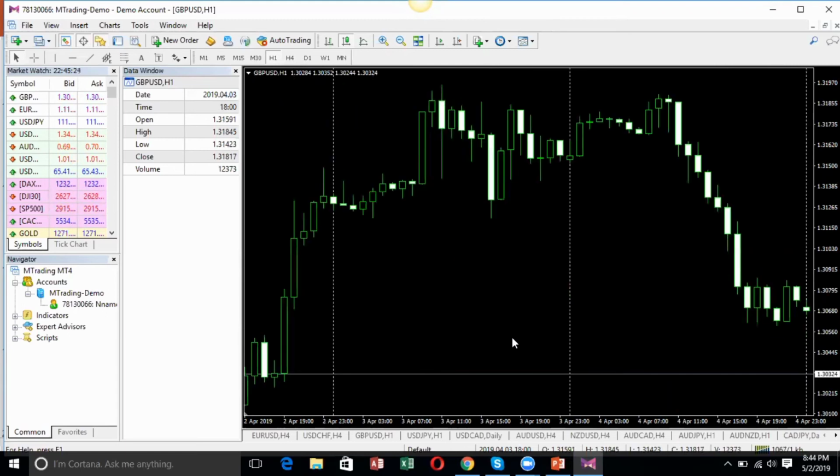We are still looking for a shooting star. This is still a hanging man. Okay, this is a doji, not a shooting star.